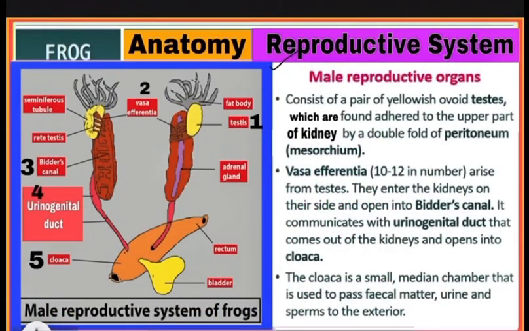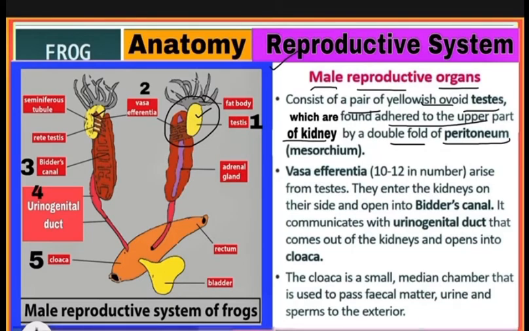Reproductive system of frog. First, let us see male reproductive organs. They consist of a pair of yellowish ovoid testes. These are testes number 1 and number 2. They are adhered to the upper part of the kidney. They are attached to the upper part of the kidney by a double fold of peritoneum.